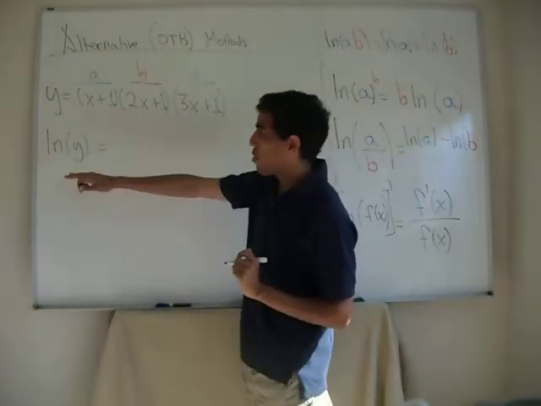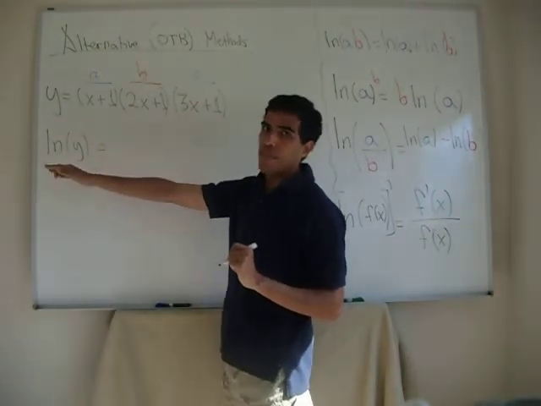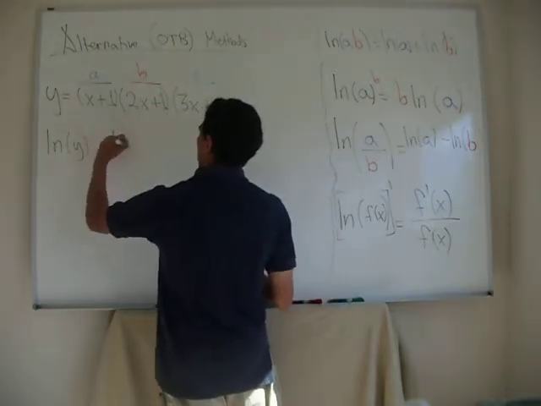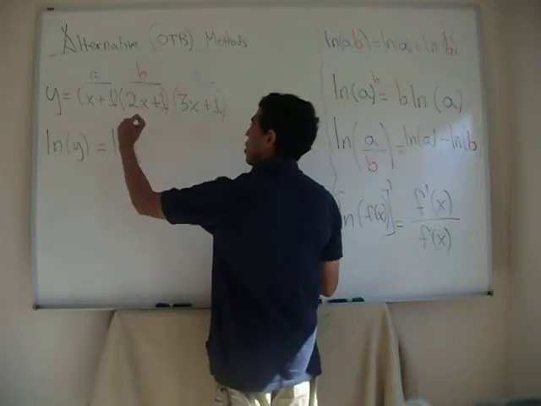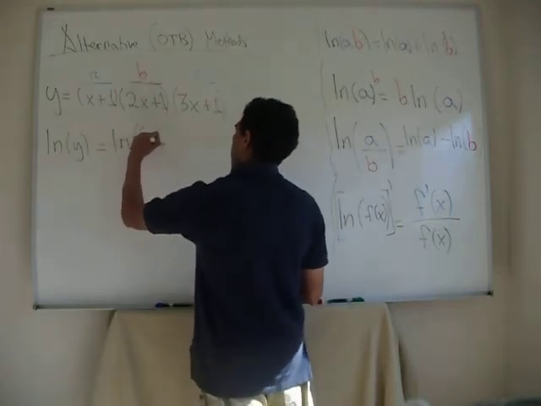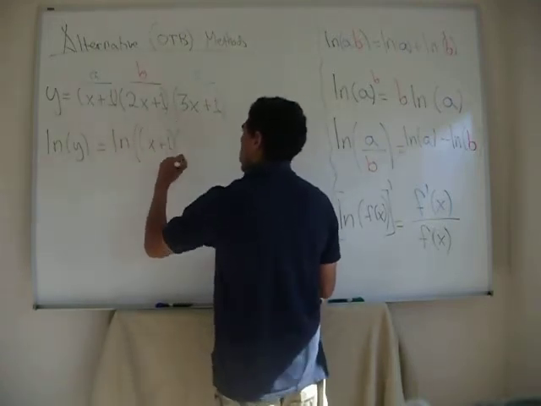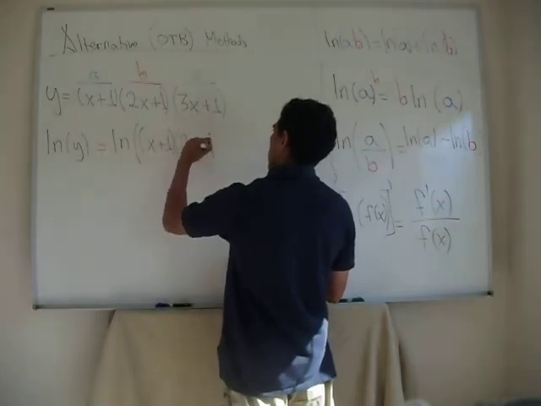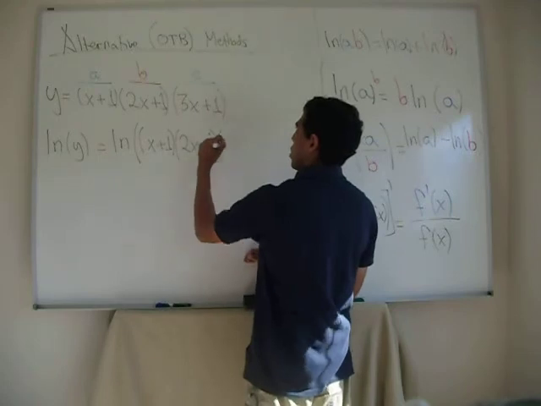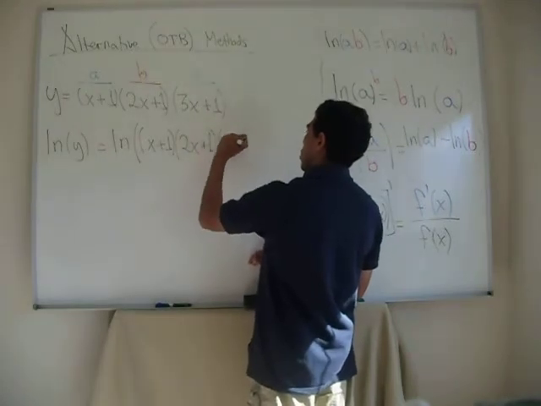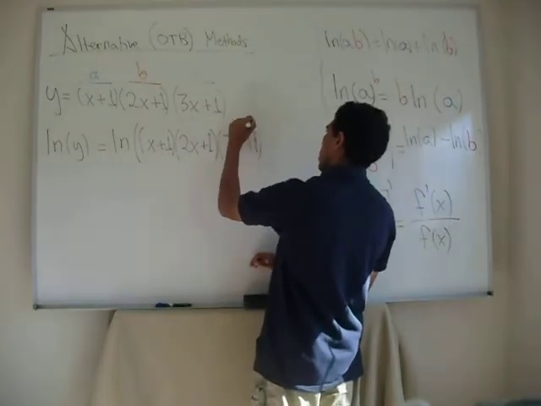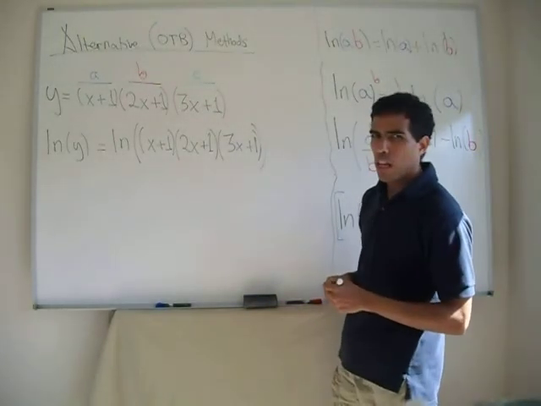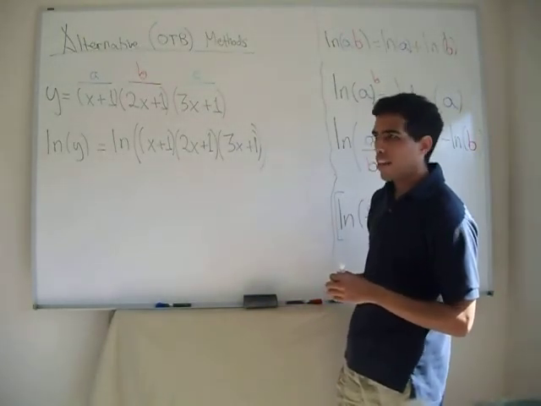But if I apply the logarithm to the left side, I have to do it to the right side as well. So I'm going to have logarithm of x plus 1, 2x plus 1, 3x plus 1. There you go. How does that help? Don't panic. We're getting there.